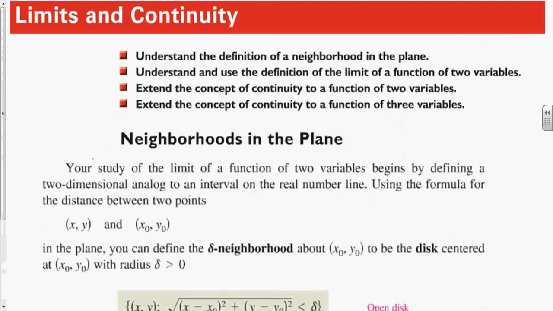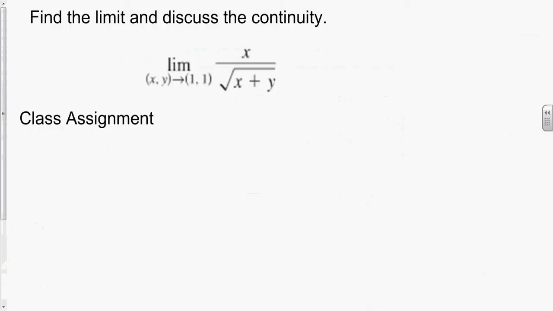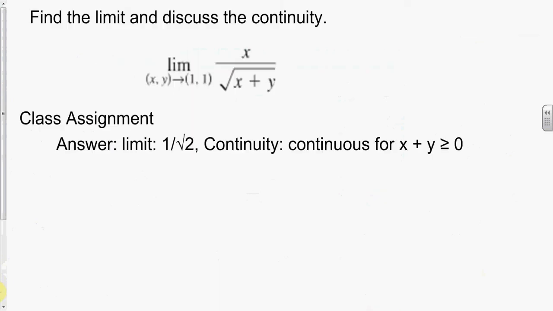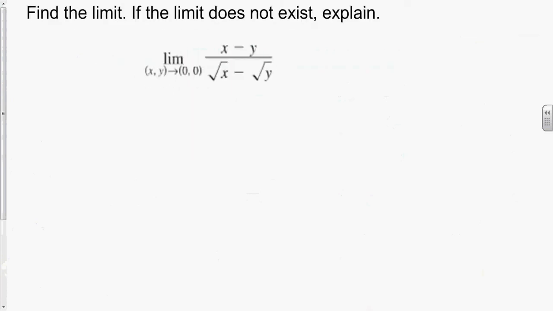Well, let's see if we can do this and get to the point where I left off. Okay. Find this limit. If the limit does not exist, explain. Now, if you plug in here x equals 0, y equals 0, you get 0 over 0. That's an indeterminate form.